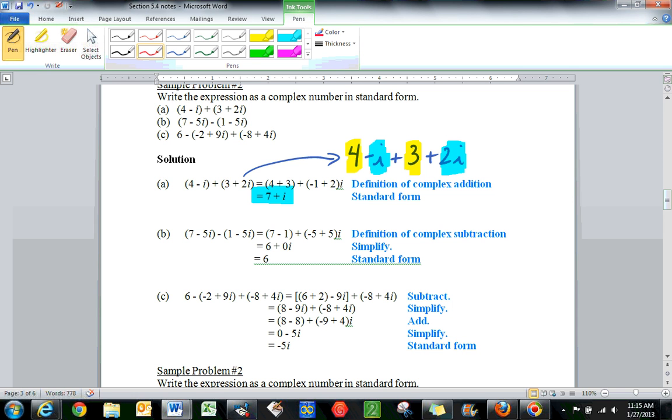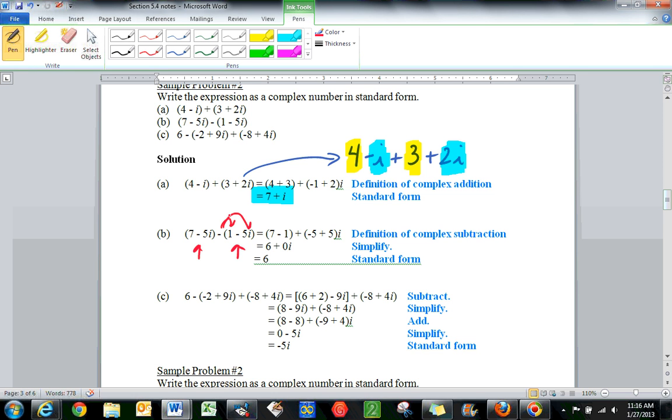Now part B has a situation where we're subtracting two complex numbers from each other. So notice that each of these complex values are written in standard form. But what we have here is we have a negative in front. So this requires a distribution of the negative value before we can actually start to combine like terms. And then the remaining problem would be the same.